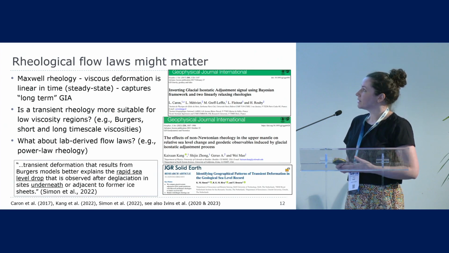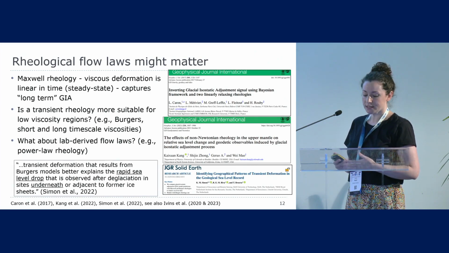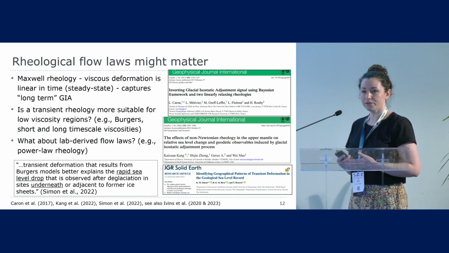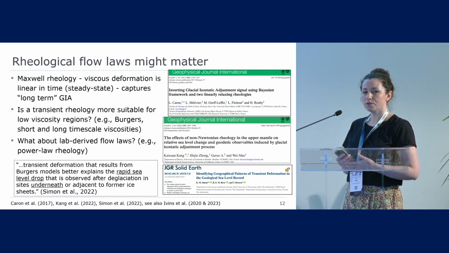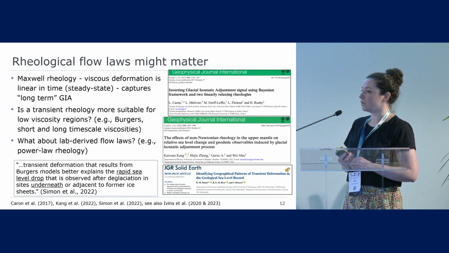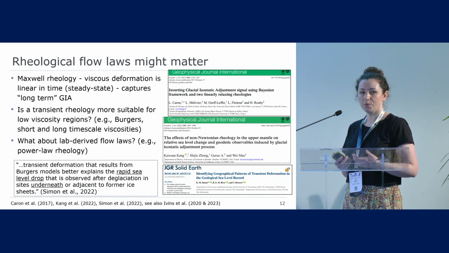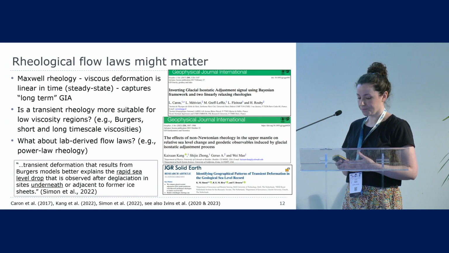This one from Karen Simon particularly states that transient deformation resulting from a Burgers model might better explain rapid sea level drop that's observed in sites underneath or adjacent to former ice sheets. And this is an important result when we're thinking about how to interpret observations.